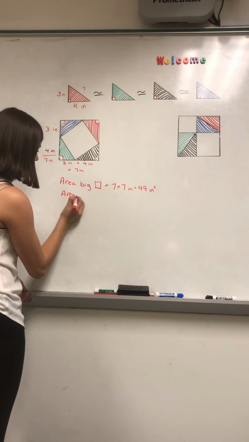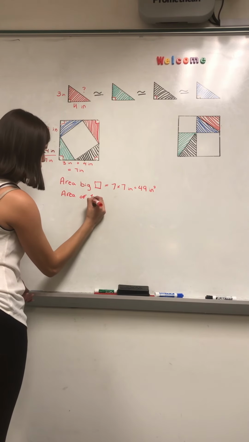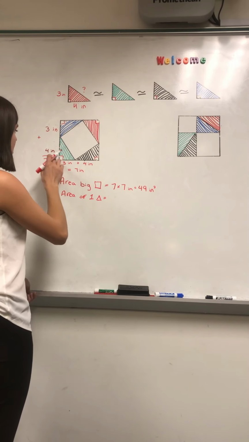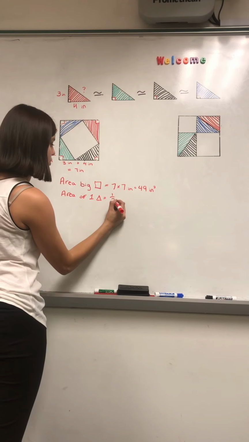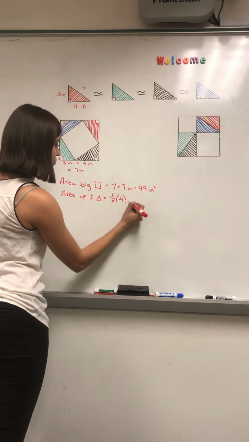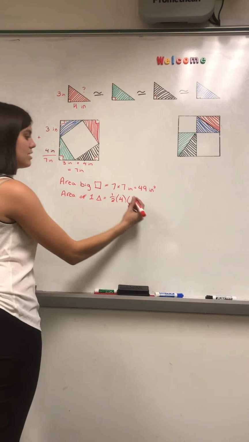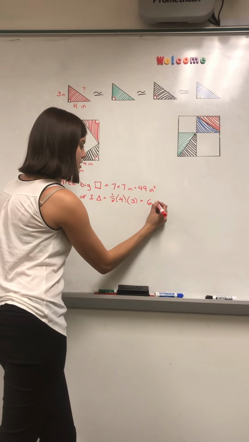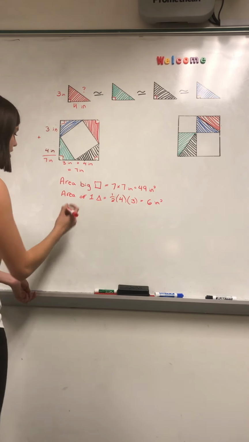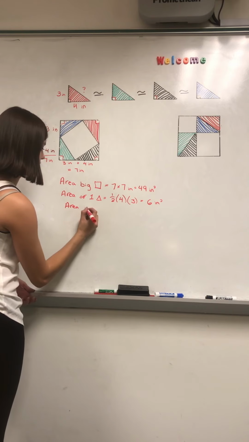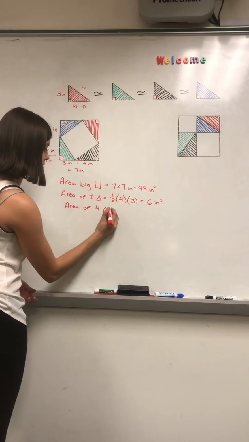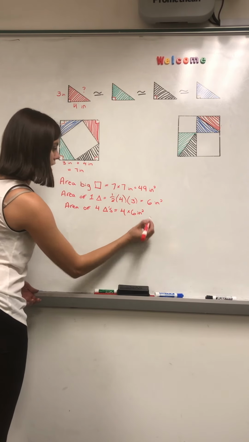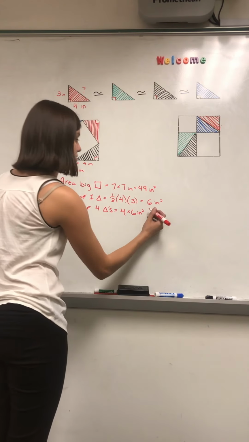So let's do the area of one triangle, let's do our green one here. We know that it has a height of 4 inches, so we're going to do our half from the equation, our 4 from the height, and then our 3 from the base, which is going to give us 6 inches squared. Now we're going to find the area of 4 triangles, which is going to be 4 times 6 inches. Again, like we discussed before, because they're all the same, we can do this.